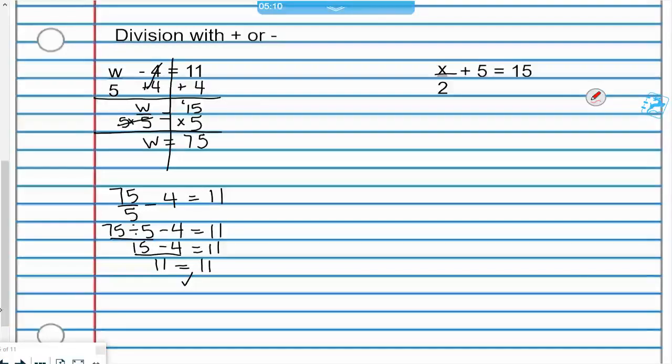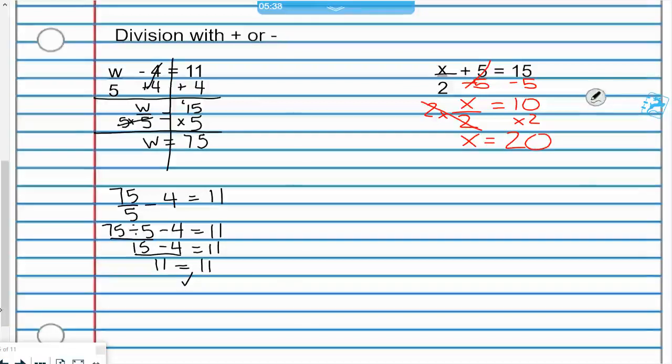So the first thing I'm going to do is get rid of my number without a variable. I'm going to subtract 5 to give me x divided by 2. 15 minus 5 equals 10. So now I go to my next step. X divided by 2, the opposite of that is to multiply by 2. Cancel those out. X equals, if I multiply 10 by 2, I get 20.